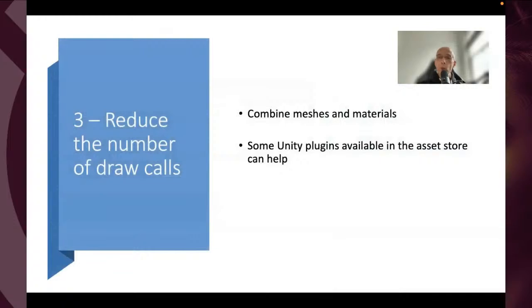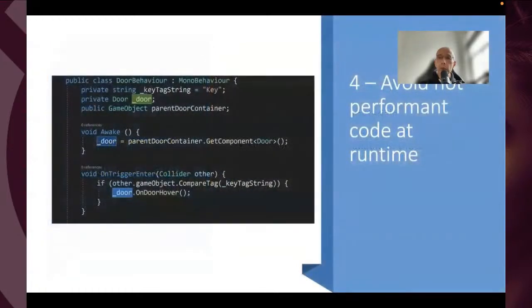For reducing the number of draw calls, another technique is to combine mesh materials. If we have different objects using the same type of material, instead of creating different materials for each object, merging the materials and making the objects point to the same material optimizes the draw calls. Some Unity plugins are also available in the Asset Store and can help with this kind of optimization.